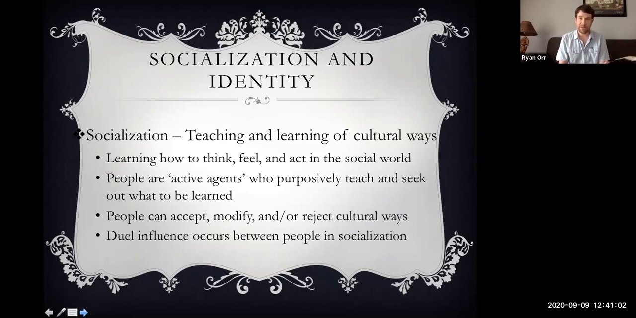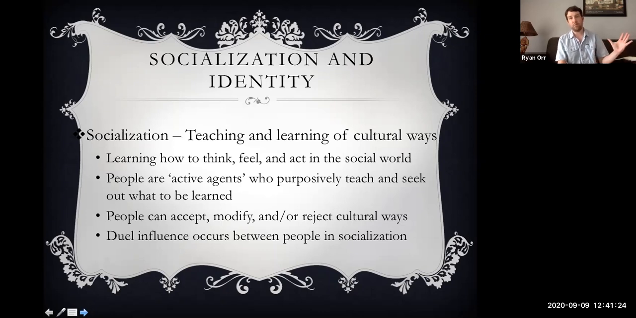use bad words. I'm going to use foul language all the time. I don't care what people think. So that's just one example. You're being socialized to learn something, but you can modify it, you can reject it, or you can accept it altogether. So finally, we can say that socialization is a dual influence.